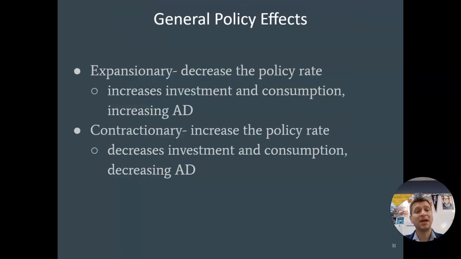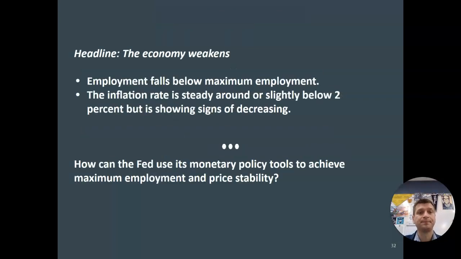So if we're talking expansionary policy, a decrease in the policy rate is the expansionary policy. This increases investment and consumption spending, increasing aggregate demand. Contractionary is the opposite. They increase the policy rate, which decreases investment and consumption, decreasing aggregate demand.